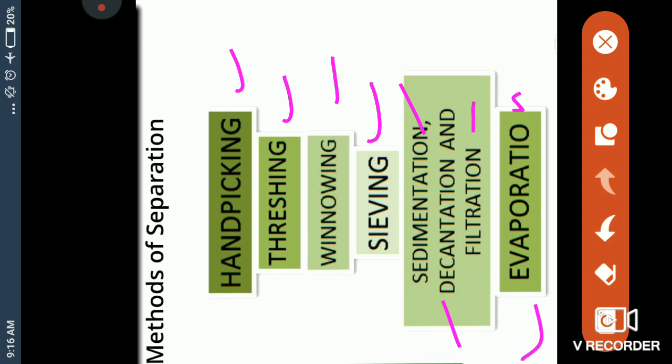Evaporation means 1, 2, 3, 4, 5, 6, and that is 7. There are 7 methods. Understand? So these methods are good to remove the impurities from the pure or useful materials.